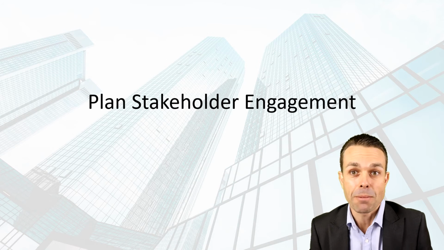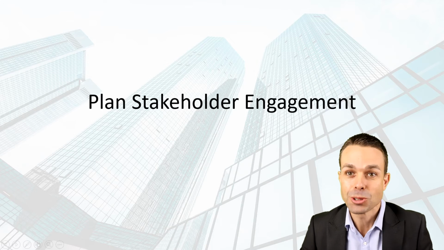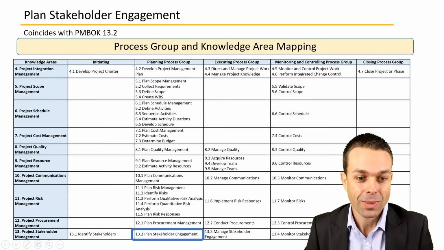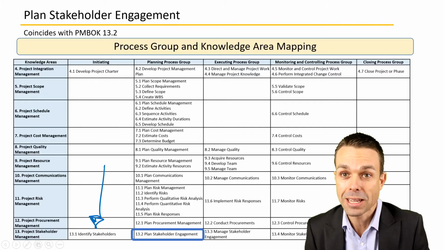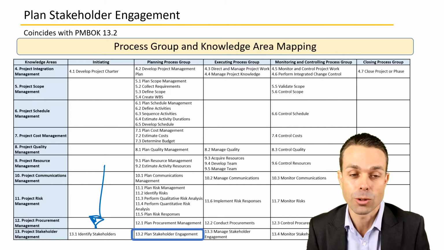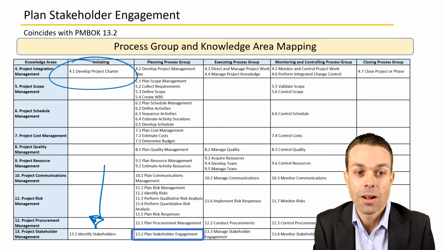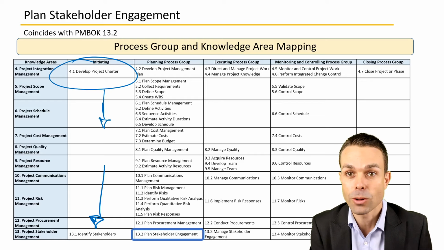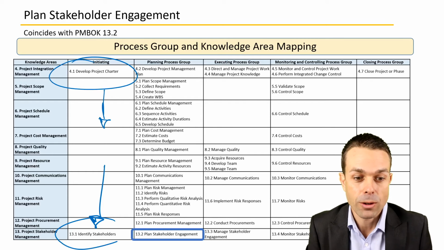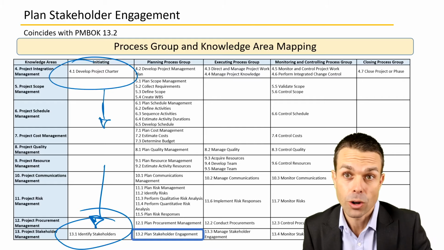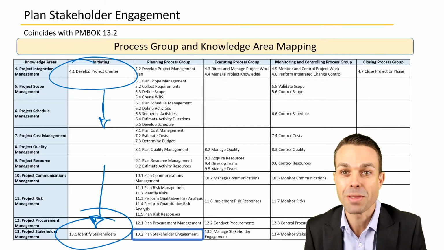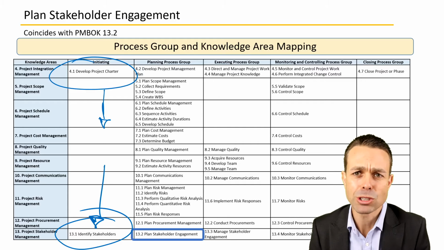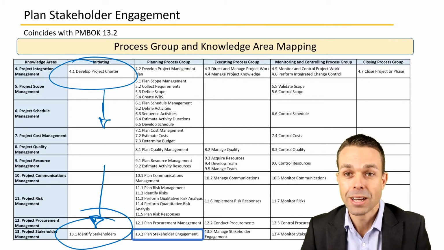Now we're looking at planning our approach to stakeholder engagement. As you can see, we've been through identifying our stakeholders really early on in our project. So when we're initiating our project, we need to understand who the stakeholders are. And of course, now that we know who they are, and we'll be updating that over the life of our project as well, we need to plan how we're going to keep them engaged and keep them supportive of our project so that we don't run into any bumps along the way.